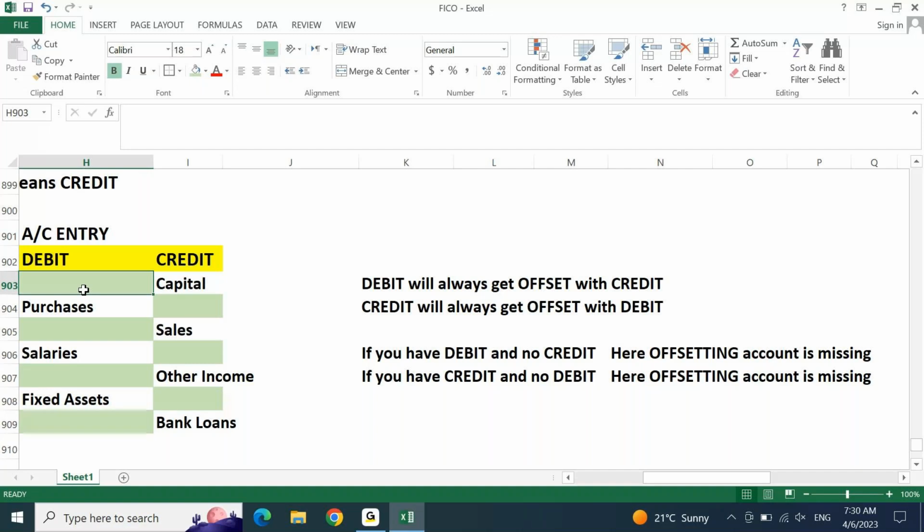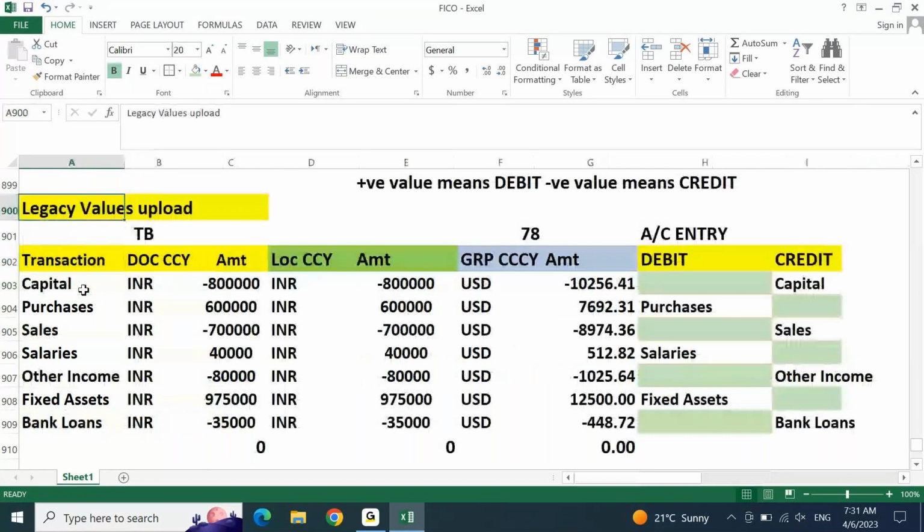Okay, to identify which offsetting account is missing, you have to look at the transaction. Based on the transaction, you will decide which offsetting account is to be placed there. Now, what is the activity that we are doing here? Legacy value upload. Yes, sir. For legacy value upload, you will always receive the trial balance from your client. Which balance? Trial balance.